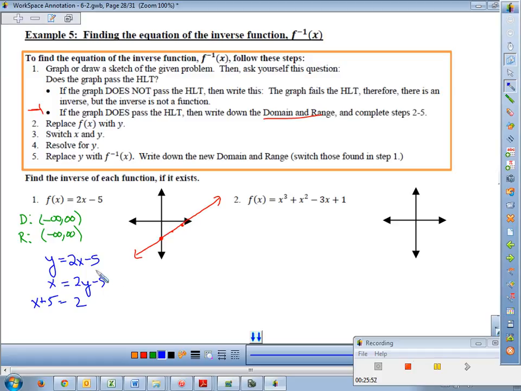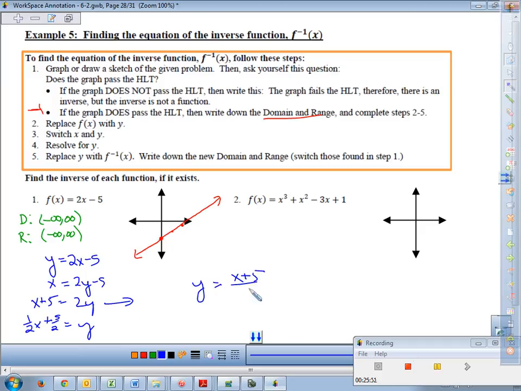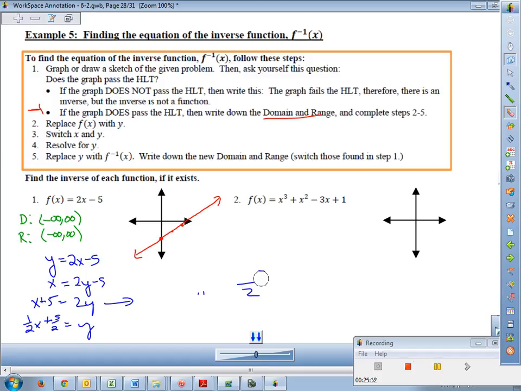Add 5 to both sides, correct? Add 5 to both sides. Then divide everything by 2. I'm not a fan of doing the all over stuff. Some people do this: y equals x plus 5 all over 2. I don't want you to do that. I want you to divide each term individually by 2. Eraser, eraser, eraser. Is everyone cool with me solving this for y?